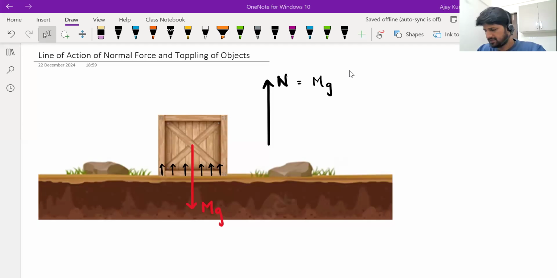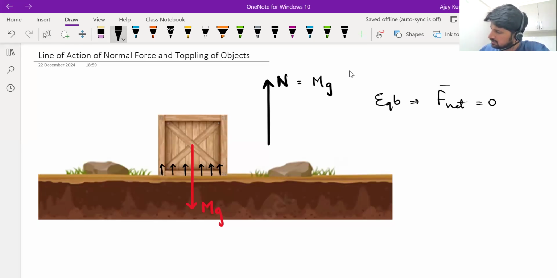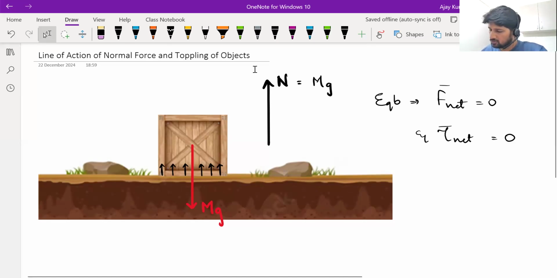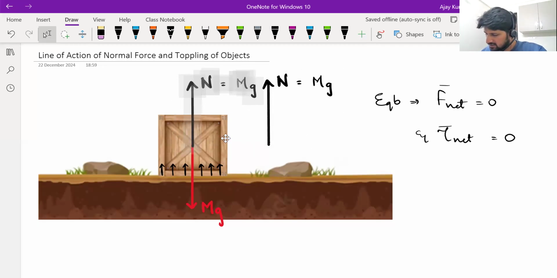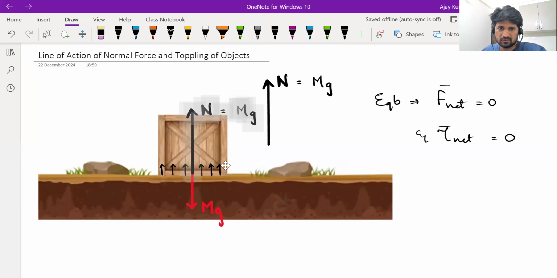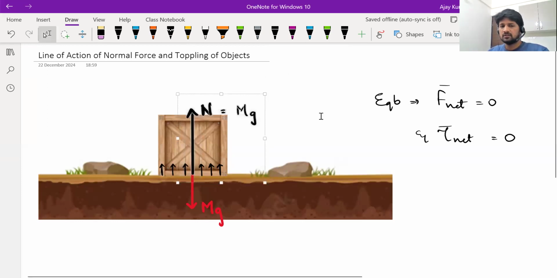Okay. Fine. See, this box is in equilibrium. Equilibrium means net force is 0 and net torque is also 0. For net torque to be 0, both forces must have the same line of action. If their lines of action are not same, then they will produce non-zero torque about some axis. So, based on the fact that the box is in equilibrium, we can tell for sure that the normal force's line of action must be same as that of mg's line of action. Hope this is clear to all of you.